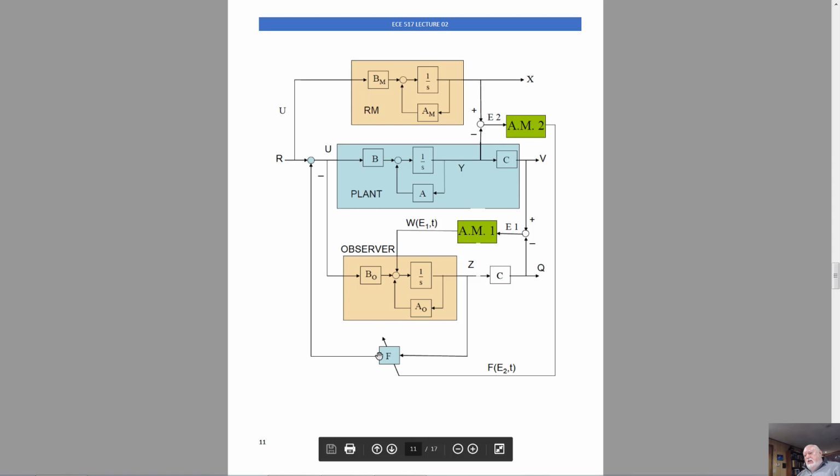Another side of the story is that properties of the controlled plant may change with time. How do we know what kind of controller we have to have for it?